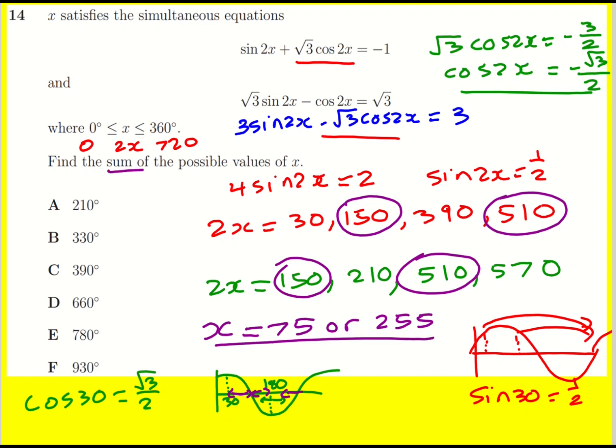So the sum is then those two added together, which is going to be 345 to get to 300, and then add on another 30, it's going to be 330. Well done.